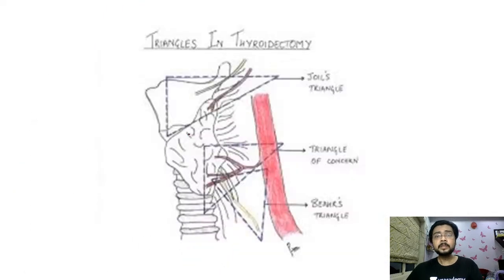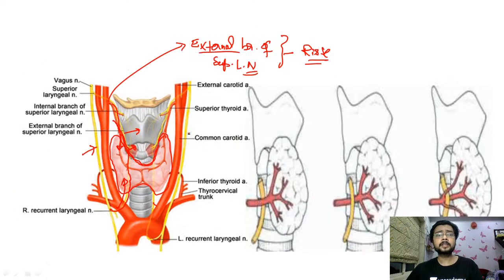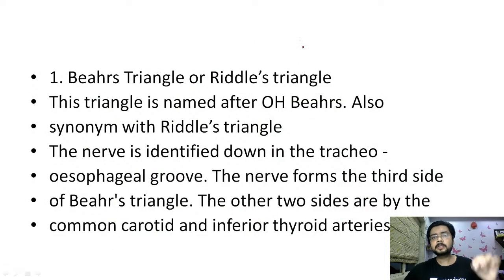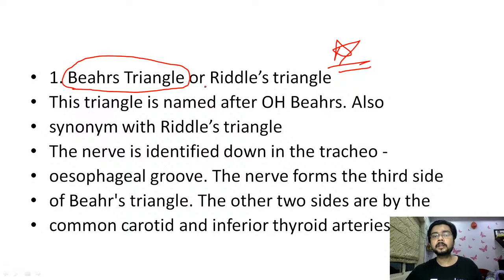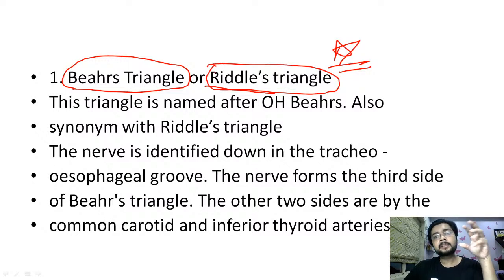Now, going back to the recurrent laryngeal nerve and superior laryngeal nerve in thyroid surgery, as they have touched this topic, in future they can ask you questions based upon the different triangles that are present in relation to the thyroid gland. So I'll demand two minutes more concentration from you on these triangles. Now there is a triangle called Beahrs' triangle or Riddle's triangle. For both the recurrent laryngeal nerve and superior laryngeal nerve, there are different triangles.